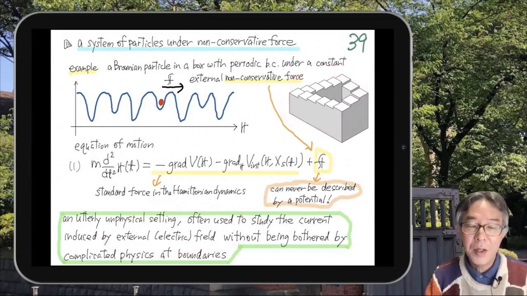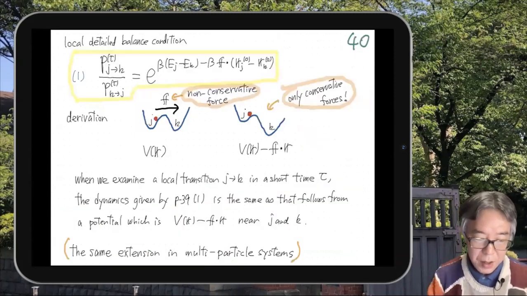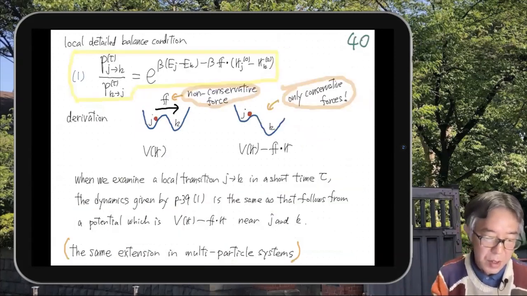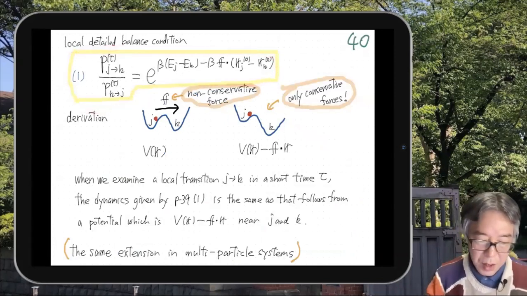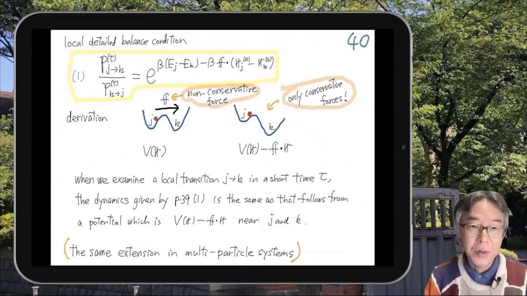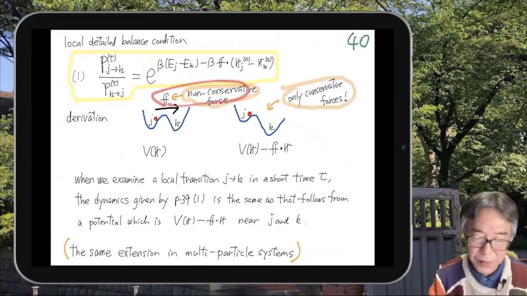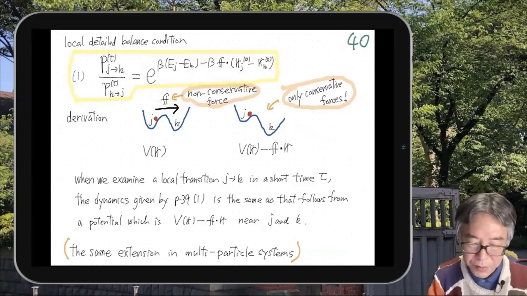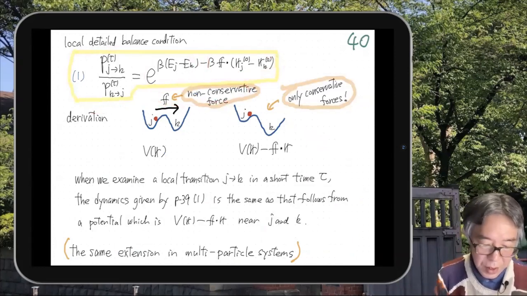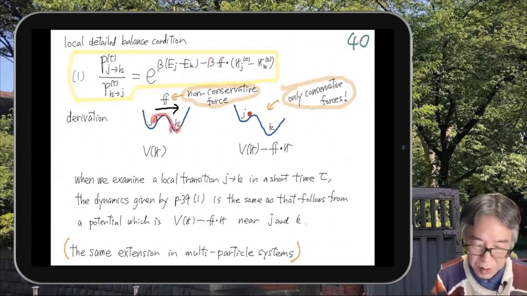And I argue that in this case, we can rather easily extend the detailed balance condition. In this case, the detailed balance condition is extended to this form of local detailed balance condition. And this part is exactly the same. And here we have an additional part, of course, coming from this non-conservative force. But you can easily find that this, of course, encourages the jump from here to here, right?